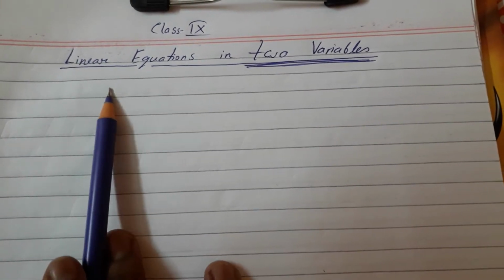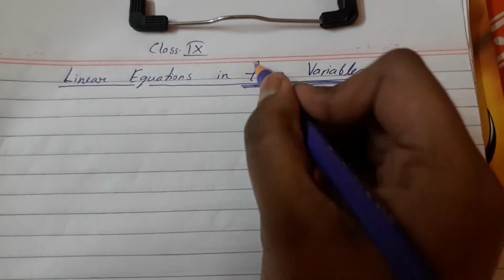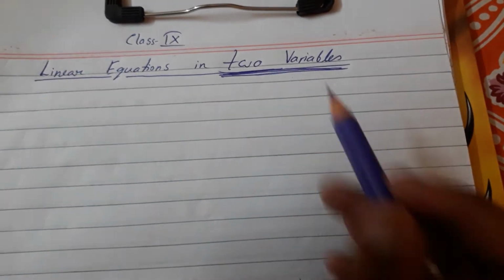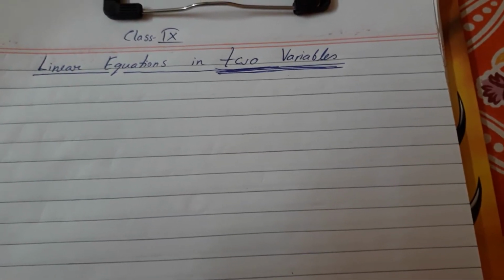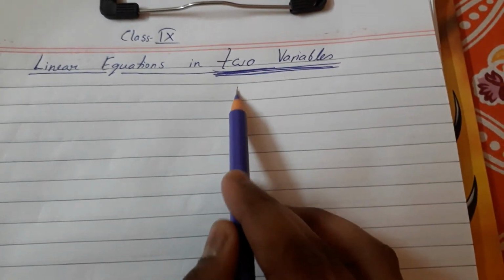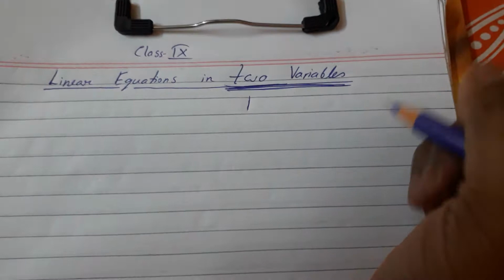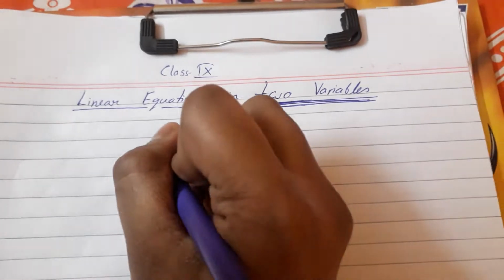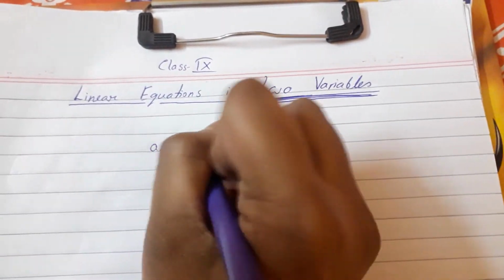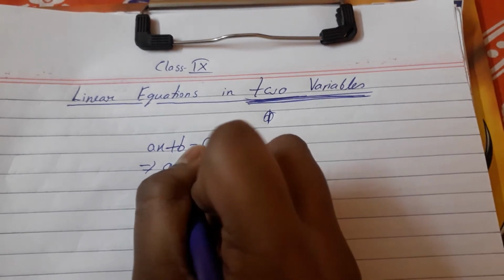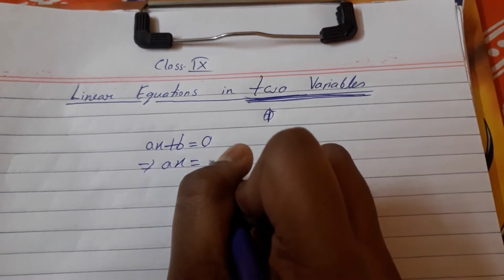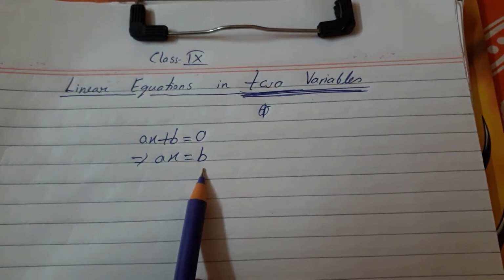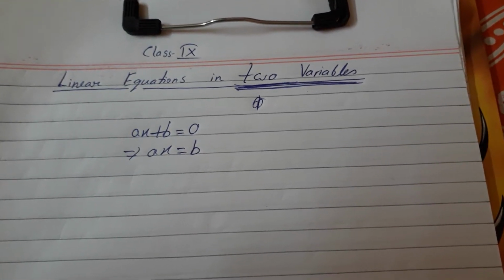Students, today I am going to start a new chapter, that is linear equations in two variables. Up to class 8 you have already learned linear equation in one variable. The form of that equation that you already know is ax plus b equals 0, or it may be ax equals b. This is the form of a linear equation in one variable.